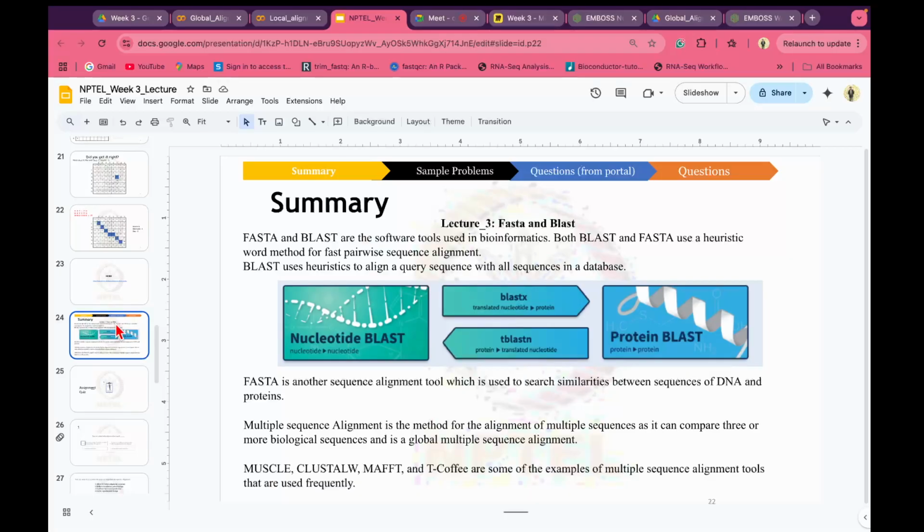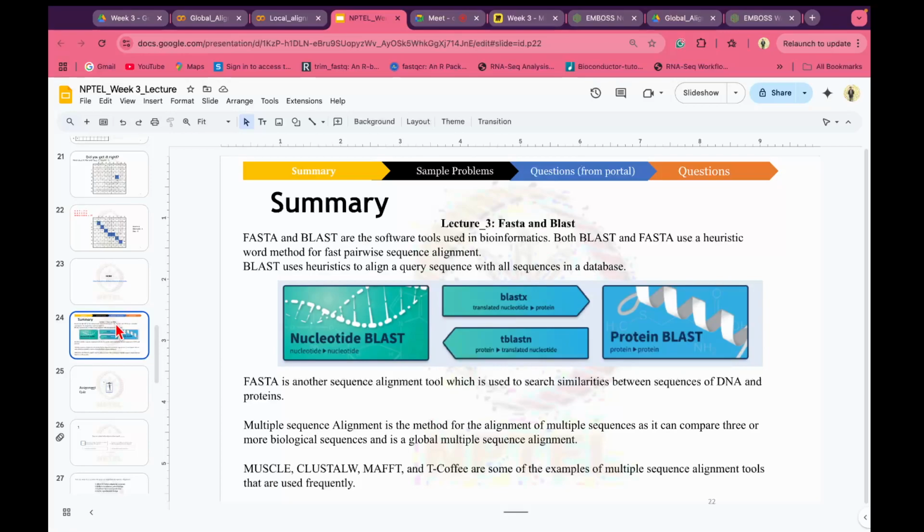And we have different versions of BLAST, which are developed for specific types of sequences and databases. Firstly, we have BLASTN, which is used for nucleotide sequence search against the nucleotide sequence database. Then we have BLASTP, or protein BLAST, which is used for protein sequence search against protein sequence databases. Then we have BLASTX, which translates nucleotide sequences in all 6 reading frames and searches them against the protein sequence database.